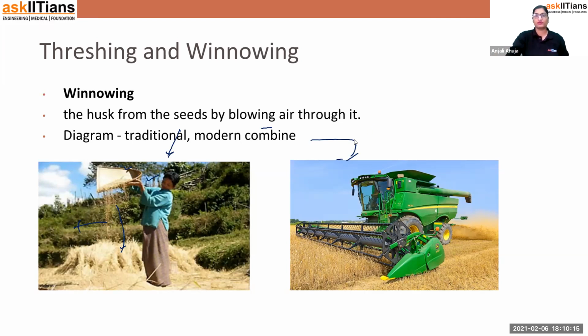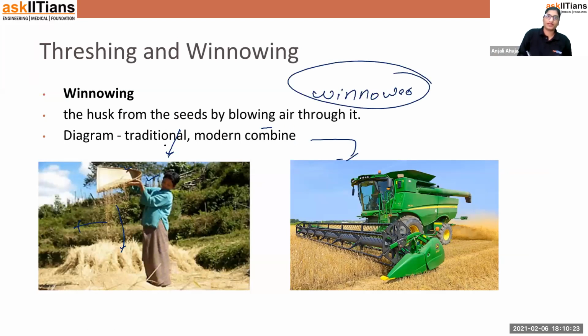Acha, we have a winnower also, no? It's not there in the diagram. There is a separating machine also, known as a winnower. So the traditional method and the modern method combine, and a winnower is there. Let me show you the winnower. As I mentioned, I'm going to stop my screen share and show you the winnower.